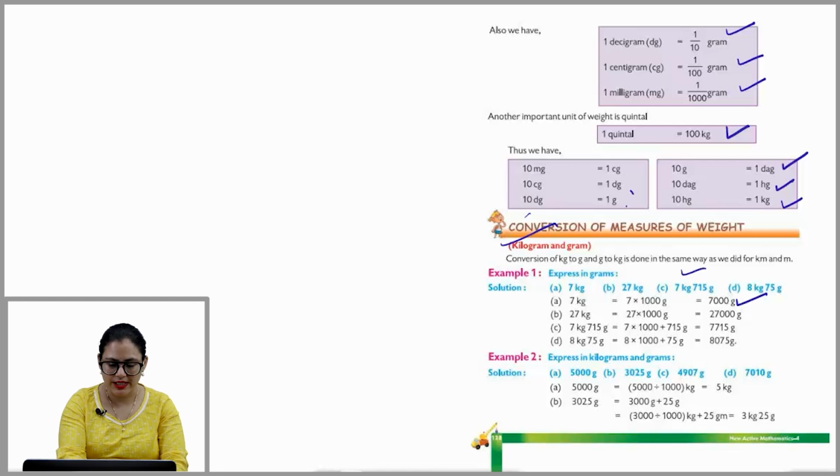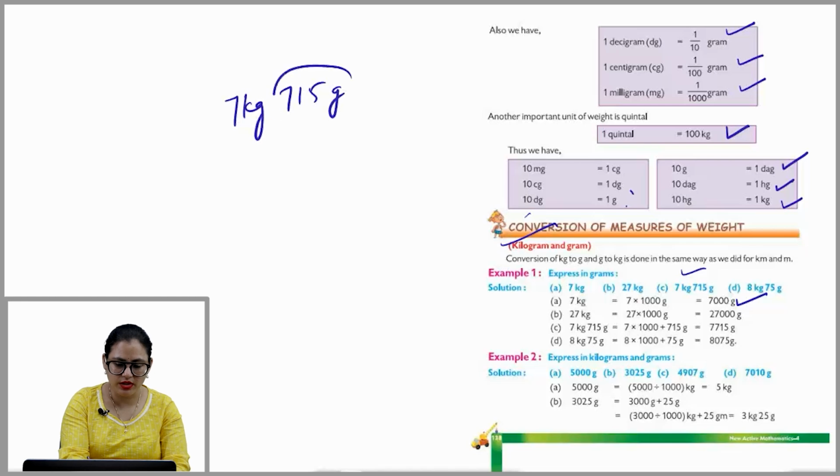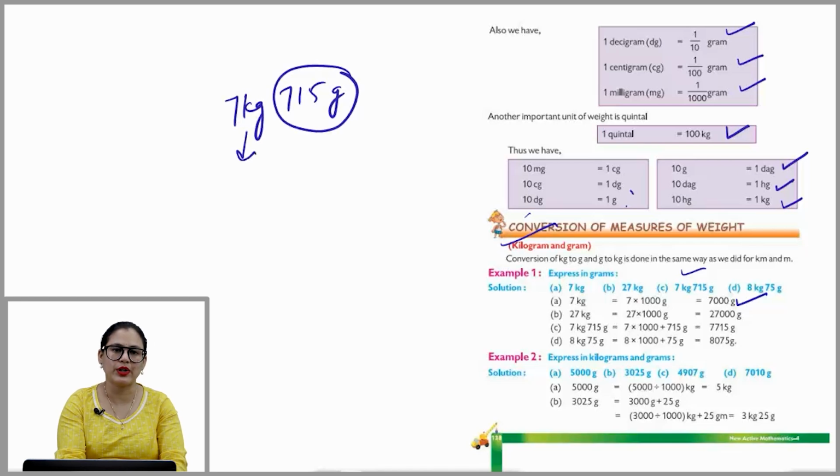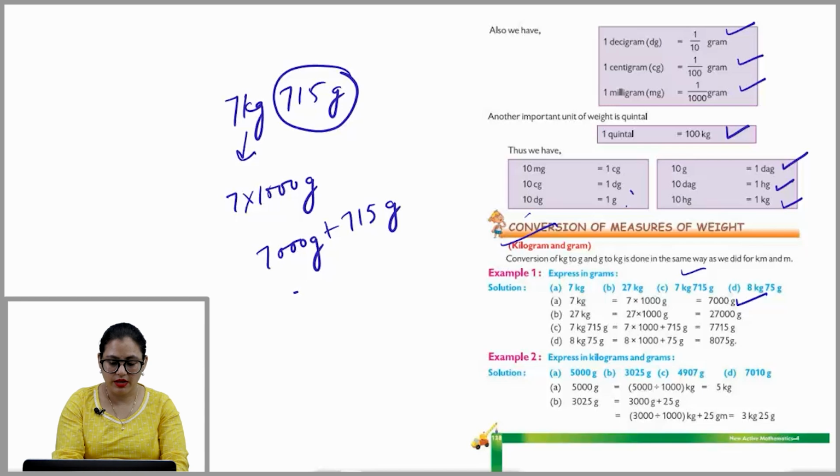Let's take this example, 7 kilogram and 715 gram. We will not convert this. We will just convert 7 kilogram. 7 into 1000 gram, 7000 gram plus 715 gram. So 7715 gram is the answer.